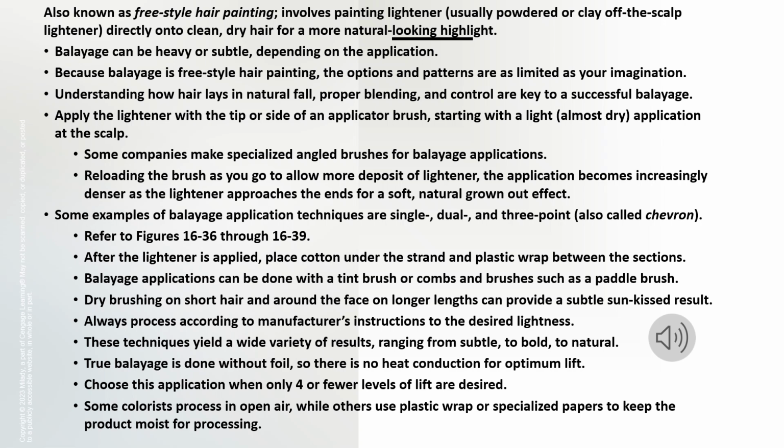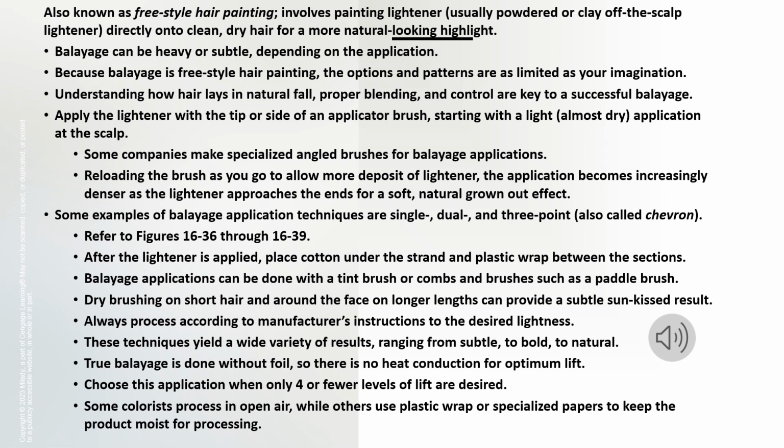Apply the lightener with the tip or side of an applicator brush, starting with a light, almost dry application at the scalp. Some companies make specialized angle brushes for balayage applications. Reloading the brush as you go allows more deposit of lightener. Application becomes increasingly denser as the lightener approaches the ends for a soft, natural grown-out effect. Some examples of balayage application techniques are single, dual, and 3-point, also called chevron. Refer to figures 16-36 through 16-39.